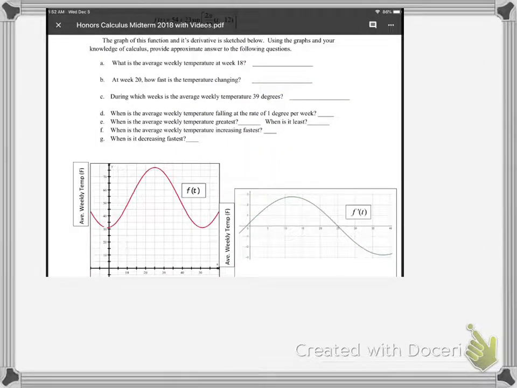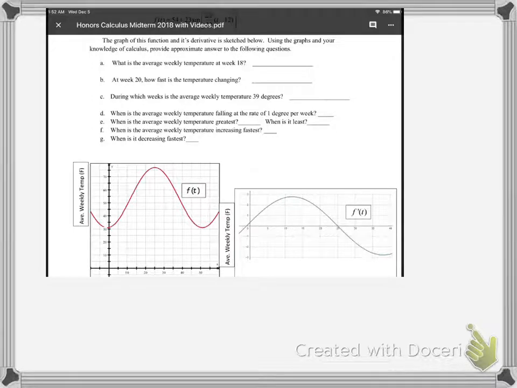Okay, so these are what the graphs look like. The graph on the left is the original function that I spoke of a second ago, and the graph at the right is the first derivative. So let's read the questions and see if we can get our best answers. The graph of this function and its derivative is sketched below. Using the graphs, we're going to answer these questions.